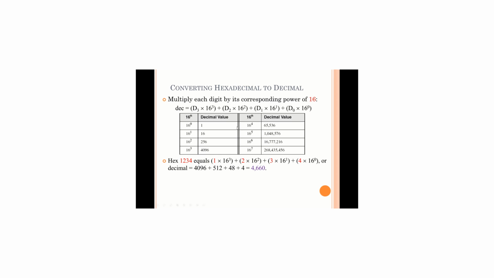For example, the hexadecimal number 1234 equals 1 multiplied by 16 to the power of 3, 2 multiplied by 16 to the power of 2, and so on. And you have 4,660 in decimal.